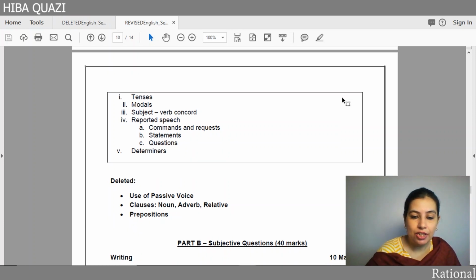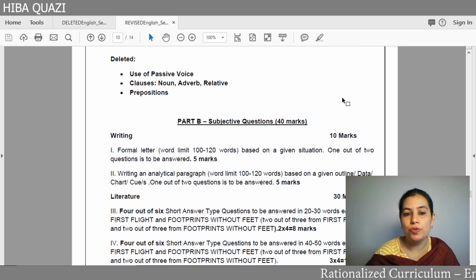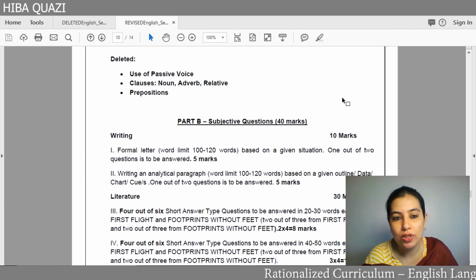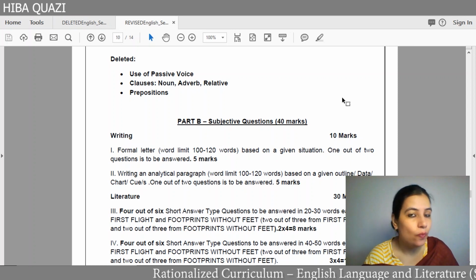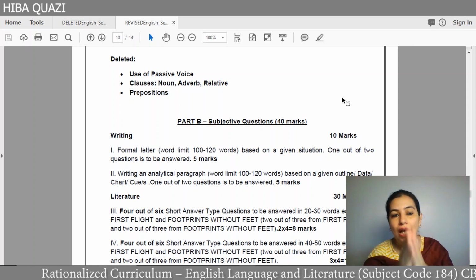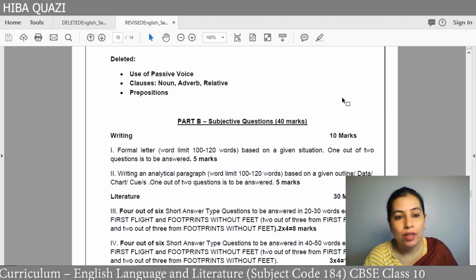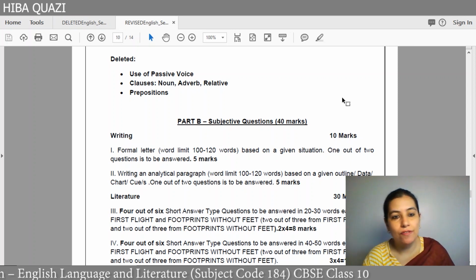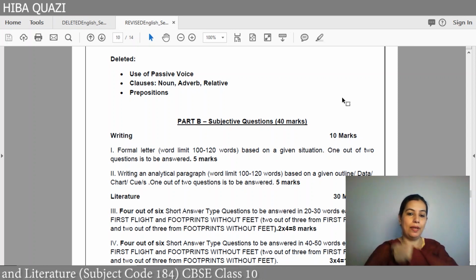So the deleted portion for grammar is given here itself. They have deleted the concept of use of passive voice, clauses and prepositions from the course as of this session. We do not know what comes next session, but as of now, you do not have to run your mind in tandem with the use of passive voice, clauses and prepositions. You can relax. You have 5 concepts only.